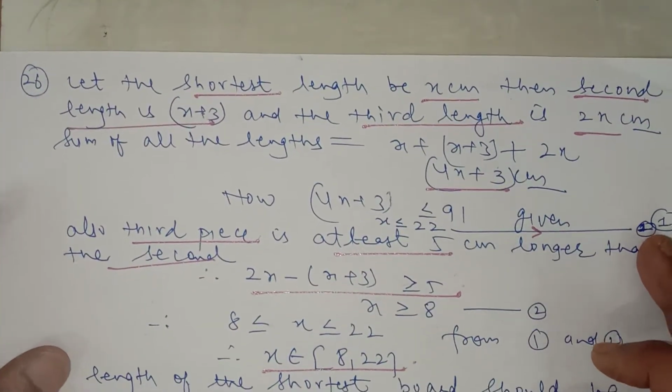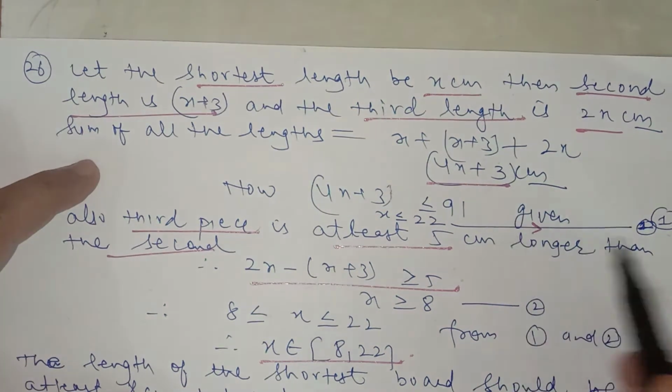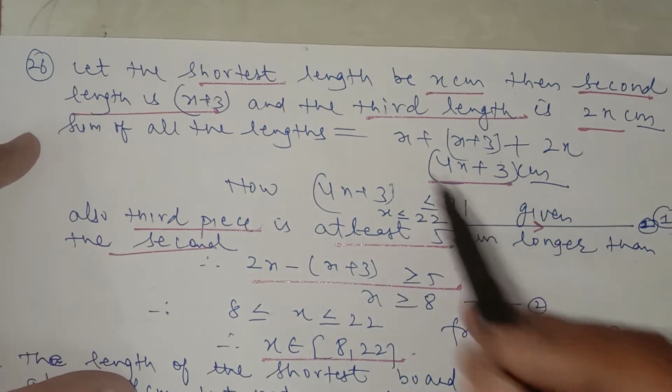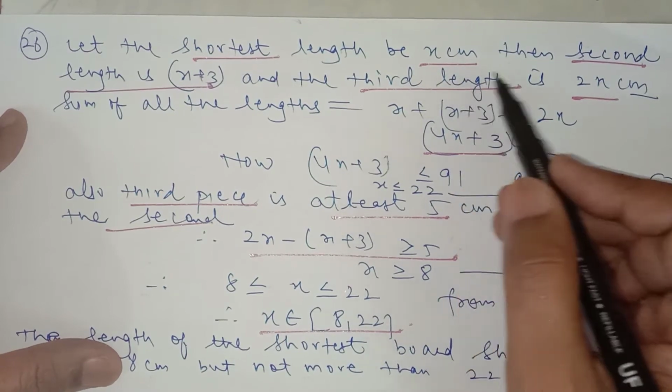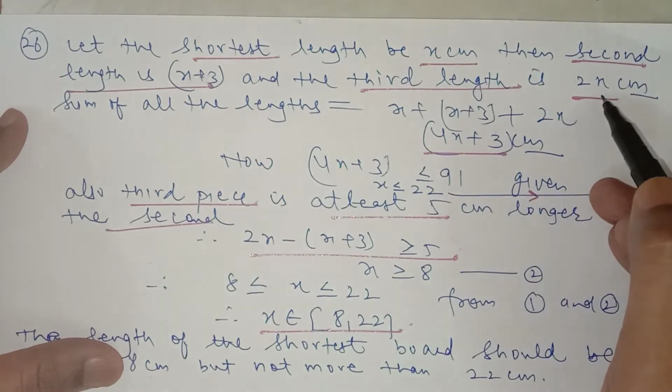Now in question number 26, it is given that we have a board which is 91 centimeters long, and the second part of the board is 3 more than the shortest length, and the third length is twice as long as the shortest. So let the shortest length of the board be x centimeters. Then the second is 3 more than the shortest, and the third is twice as long as the shortest.